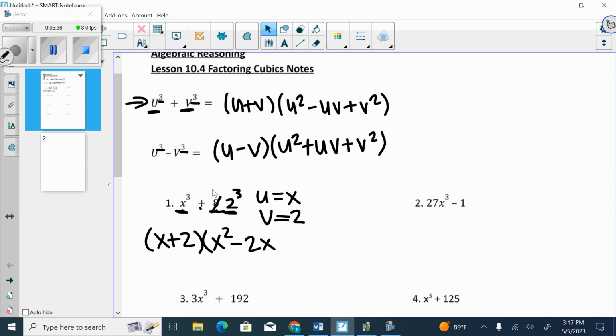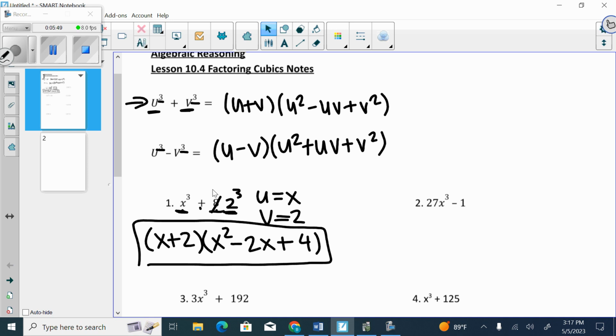All right. Plus, it says v squared. What's our v? 2. So 2 squared, what's 2 squared? 4. And that's it. That's all you have to do. Just plug it into the formula. All right, so let's do another one.